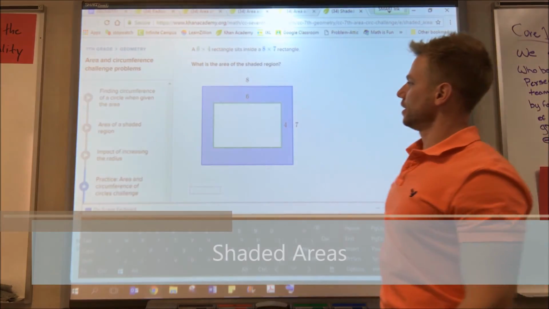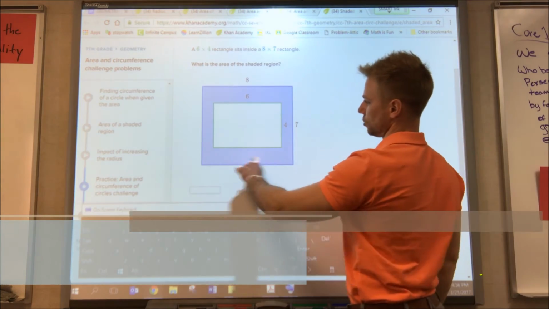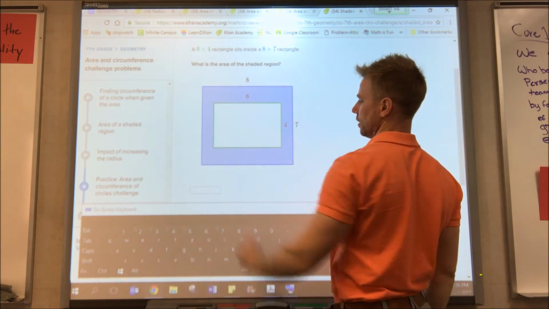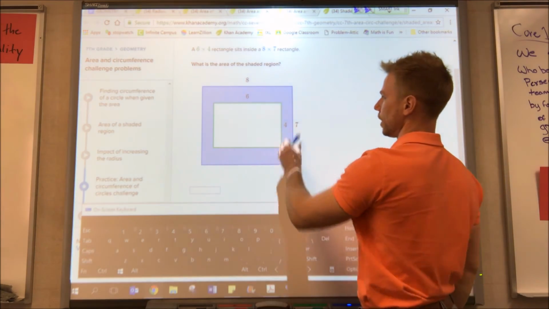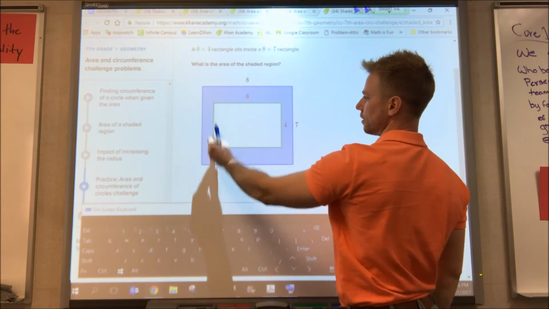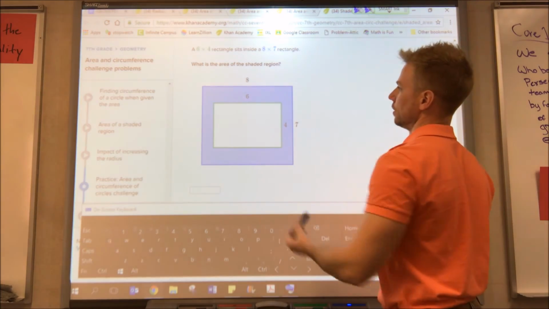Okay, we have to find the area of the shaded region. So what we have is 2 rectangles, but the shaded part is just the outside. So what we need to do here is find the area of the big rectangle, subtract the area of the little rectangle, and that will leave us with just the shaded part.